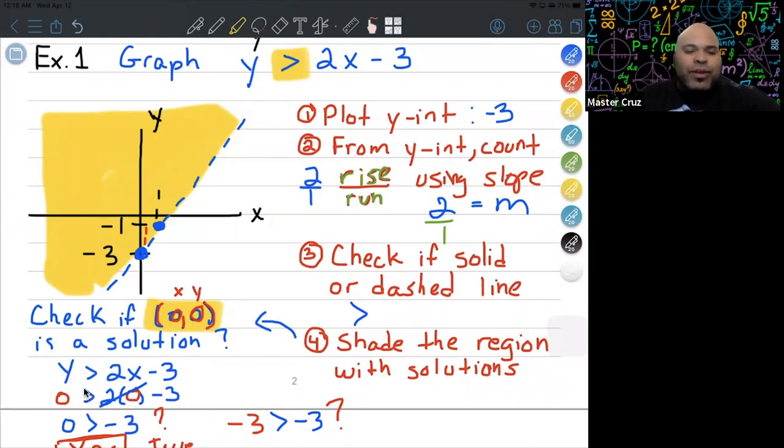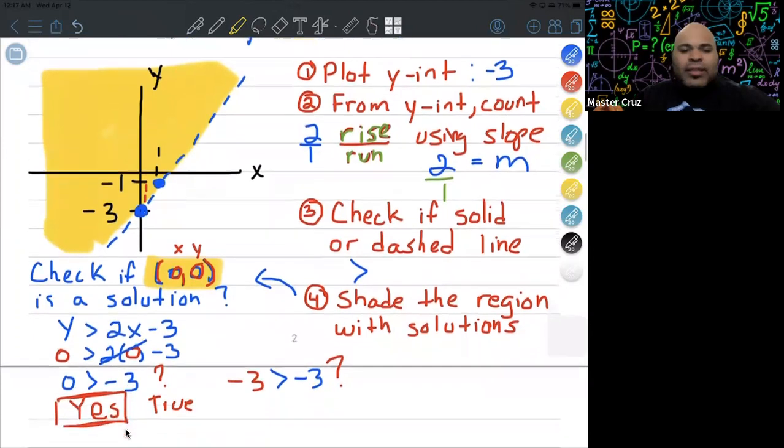I just write greater than, and 2 times 0 is 0. So anything times 0 really cancels. It's gone. So just bring the -3 down. And you have a question to answer. Is 0 greater than -3? Is that a true statement? Well, any positive number or 0 is greater than -3. So the answer is yes. This is a true statement. Therefore, the side that has the point 0, 0 is the side you're going to shade.